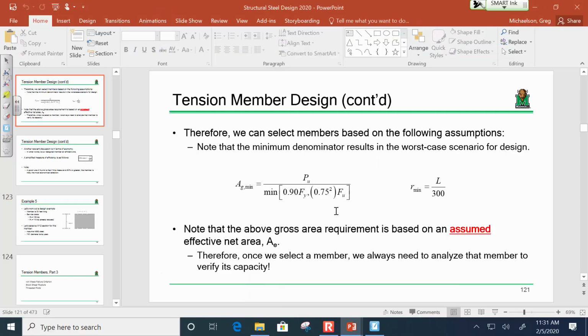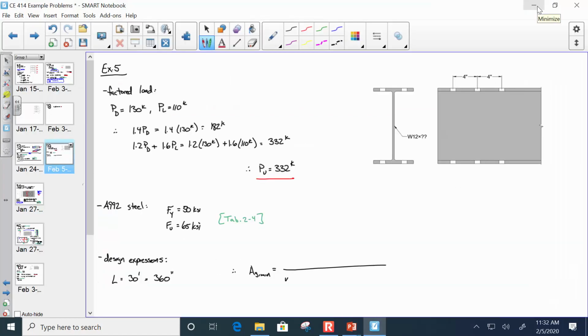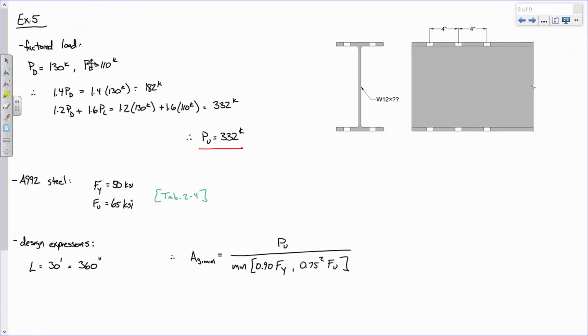So I'm basically pulling these from right here. I wanted to be able to make sure you saw where I was coming up with these. So minimum of 0.9 FY or 0.75 squared FU and PU up top. So maybe on over here to the side, I'll say 0.9 FY. I think I could do that in my head, and that's what, 45 KSI? Is that right? Yeah, 9 times 5. Okay.